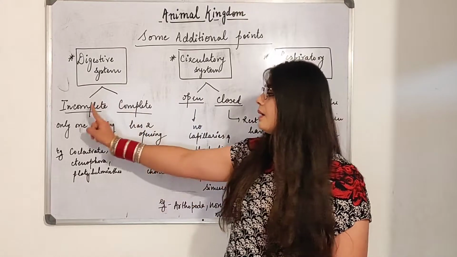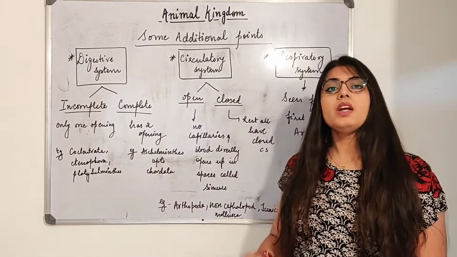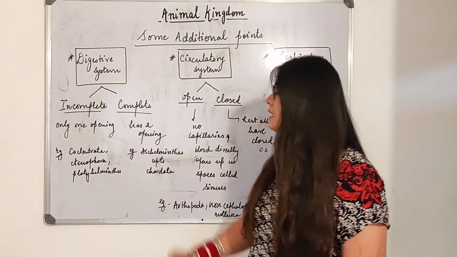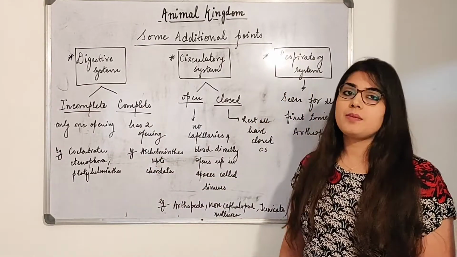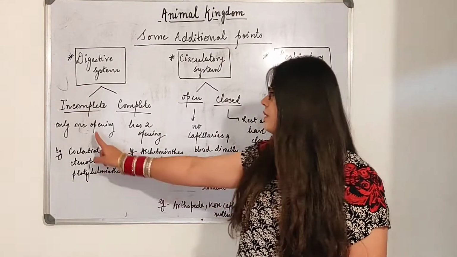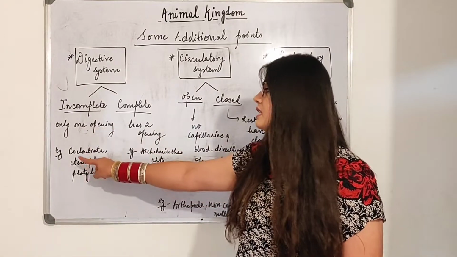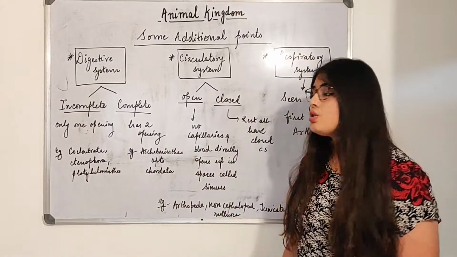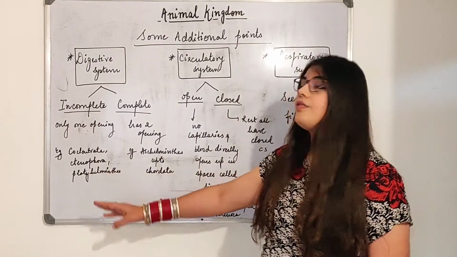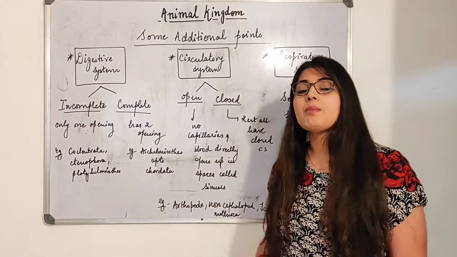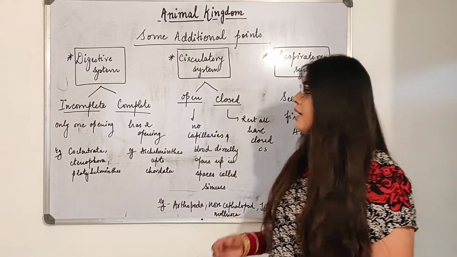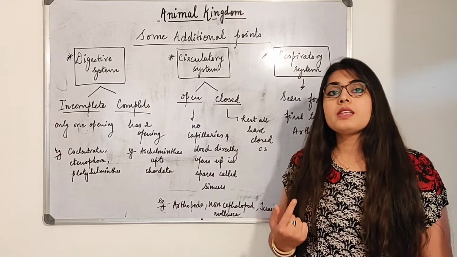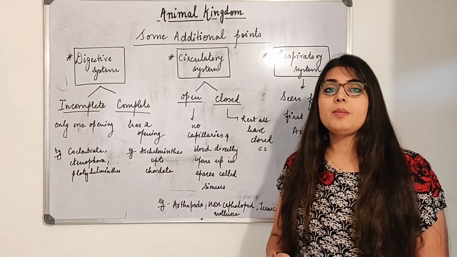So in incomplete digestive system, what is happening? Only one opening is present. And in complete digestive system, two openings are present. One opening is present in coelenterata, ctenophora and platyhelminths. So these three phylums are having which type of digestive system? They are having incomplete digestive system. Why? Because there is only a single opening present.